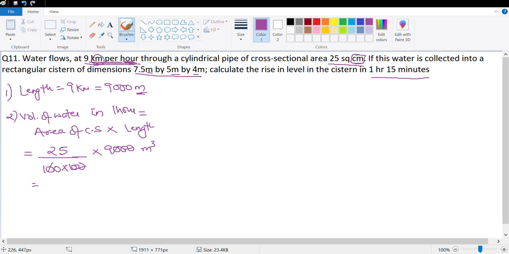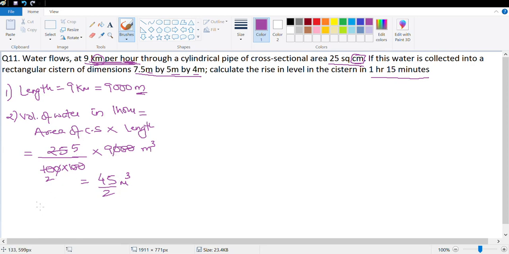Only 1 0 remains. That's my mistake. Yeah, 1 0 remains. Let's just reconfirm. These two zeros get cancelled. This 1 0 and this 1 0 gets cancelled. So now what we have is 5 into 5, 5 into 2. So this is 45 upon 2 meter cube. Let's just reconfirm. 25 upon 100 into 100 into 9,000. 3 zeros get cancelled. I still have 1 0 in the denominator. So that's 45 upon 2 meter cube.